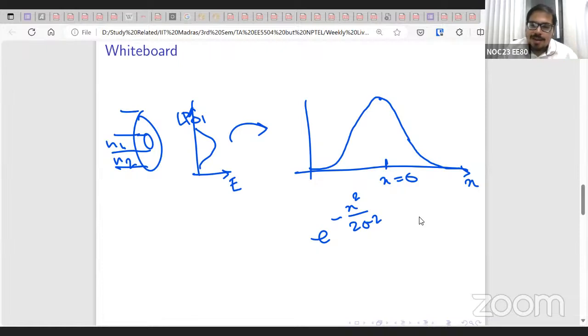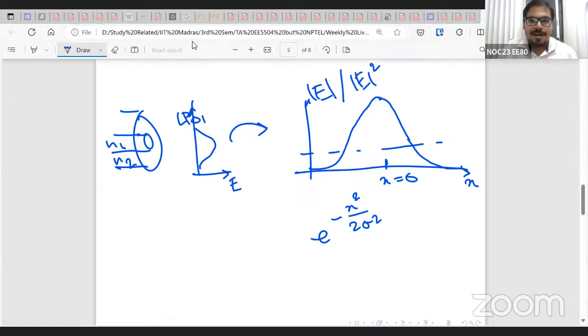So mode field diameter is defined as the... I'll have to look at whether it is the electric field, whether it is the mode of electric field or the mode of electric field squared. I just got confused, so it's probably not this, but I'll confirm from a book.